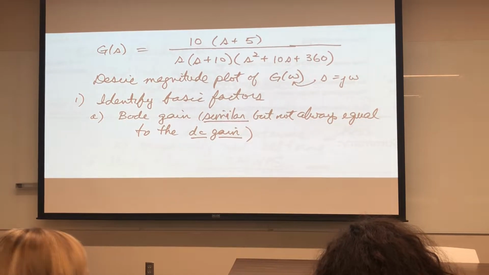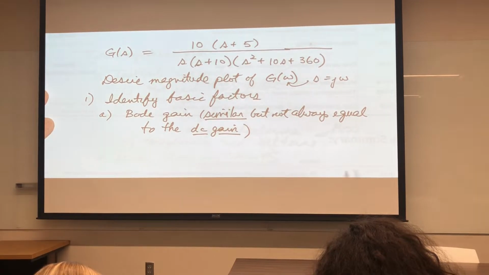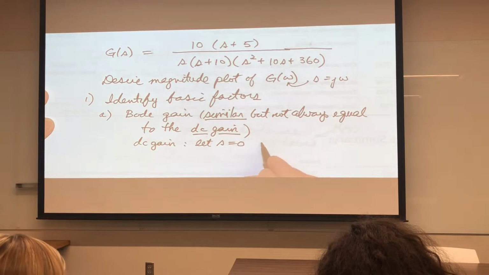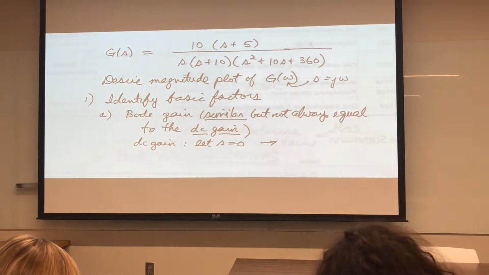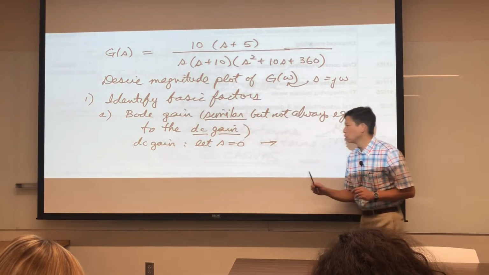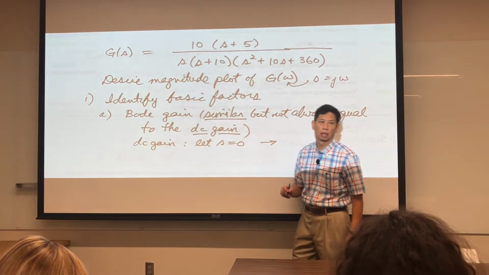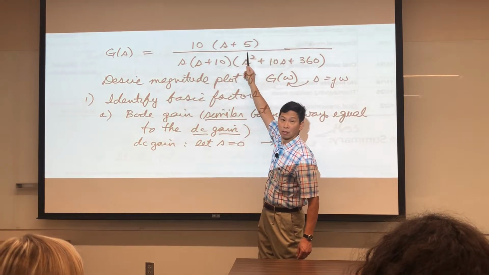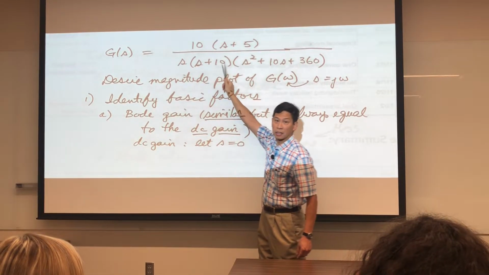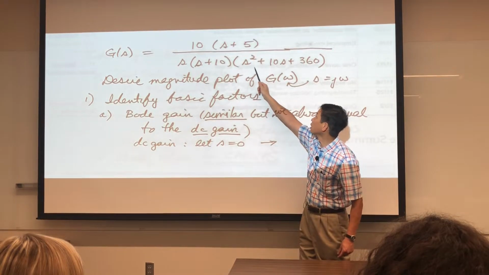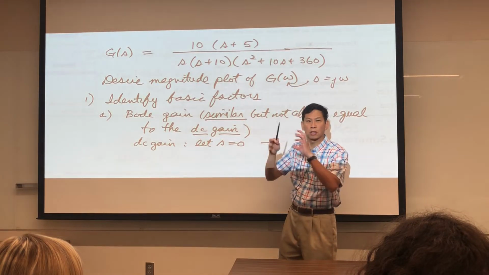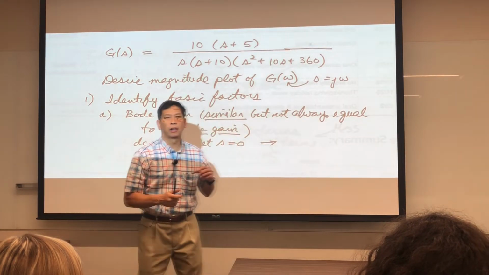Let me first explain the two. I'll write down here the DC gain. The DC gain is basically you let S equal 0 everywhere. DC means no frequency. No frequency means S is equal to 0. So if we let S go to 0 right here, I get a 5. I let S go to 0 here, I get a 10. I let S go to 0 here, I get a 0. I get a 360. So the gains would be 10 and 5 and 10 and 360. I would just multiply and divide those remaining numbers.